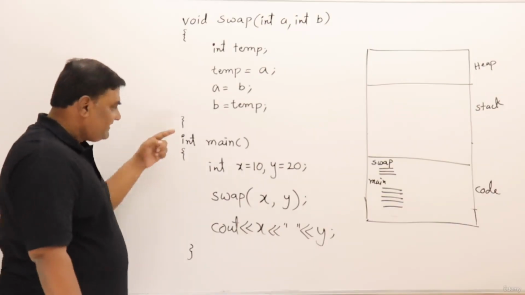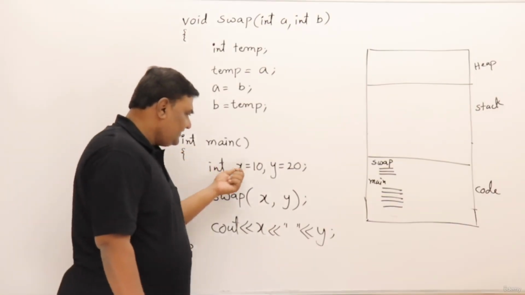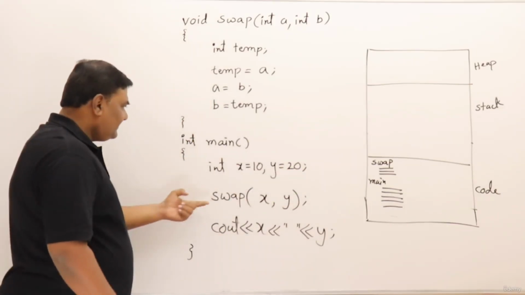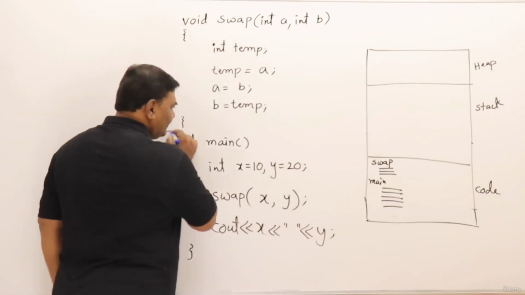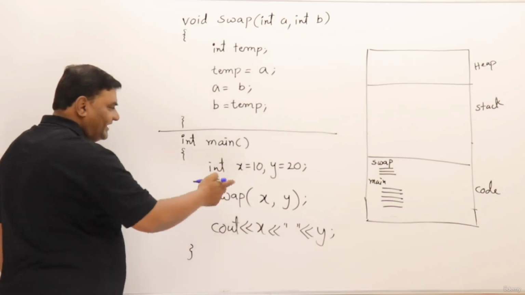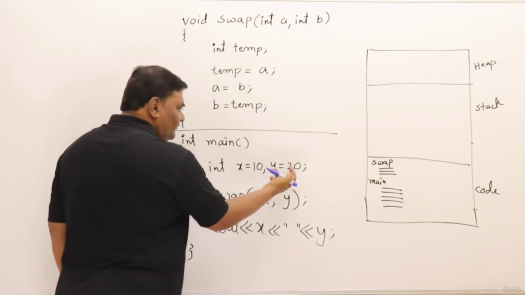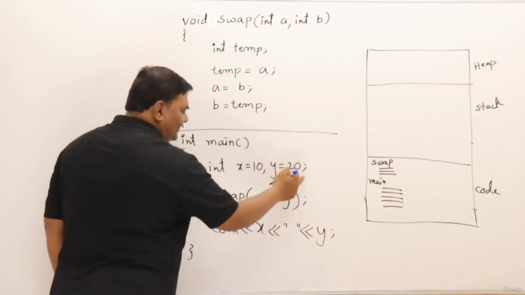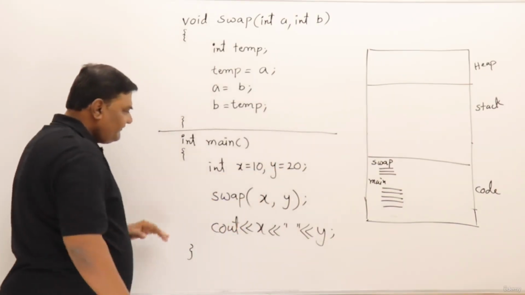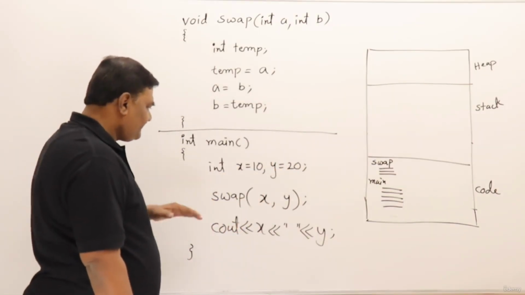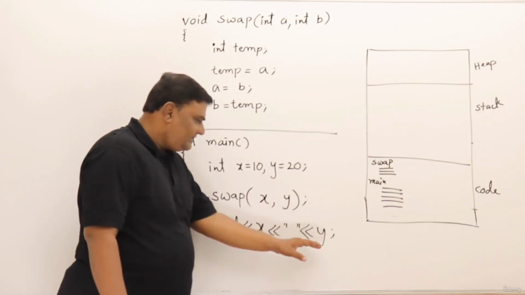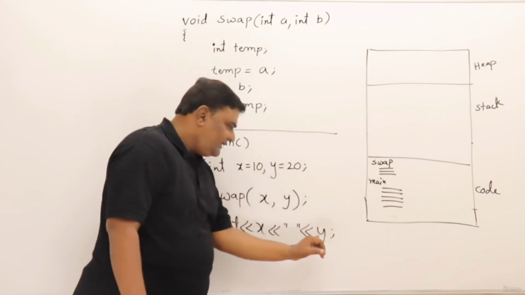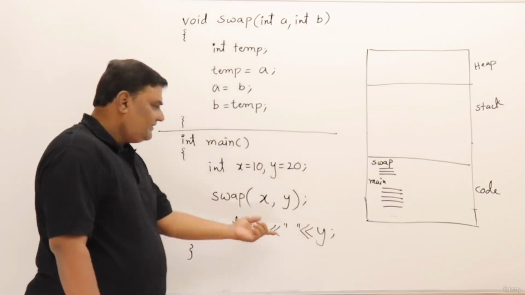See here inside the main function I have two variables x and y. They have some values, 10 and 20. Then I am calling the swap function here. Swap means it will interchange the values of x and y. So y will become 10 and x will become 20. That 20 will come here and 10 will go there. That is the purpose for which I have written this function. Then I am trying to display x and y. What I am expecting is that 20 and 10 should be displayed, because after swapping the values should change.